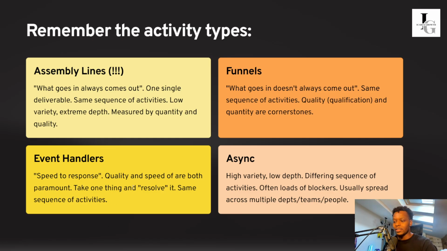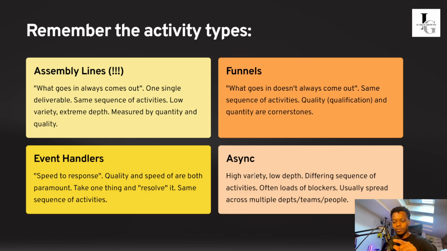Then you have event handlers, and event handlers are all about speed to response. It's quality and speed being the cornerstones there. They're both paramount. You have to take one thing and then resolve it, and there's always the same sequence of activities. And then there's asynchronous, where there's high variety, but there's low depth. There's a different sequence of activities, and there's often loads of blockers. One thing blocks another thing. And it usually means that certain activities are also spread across multiple departments or teams as well as just people.